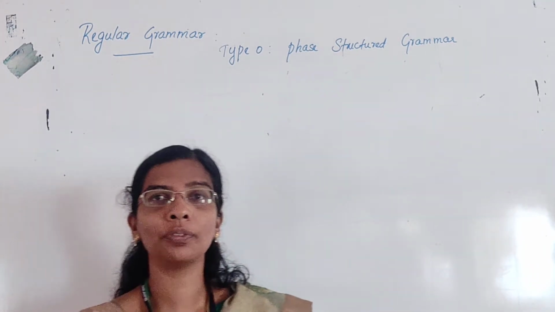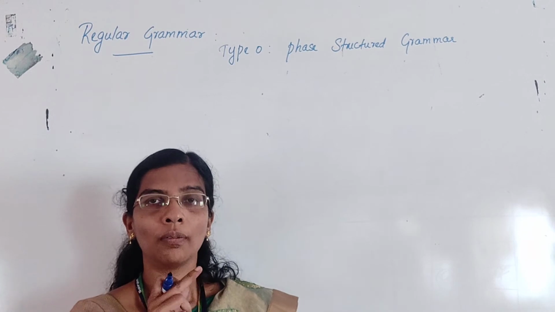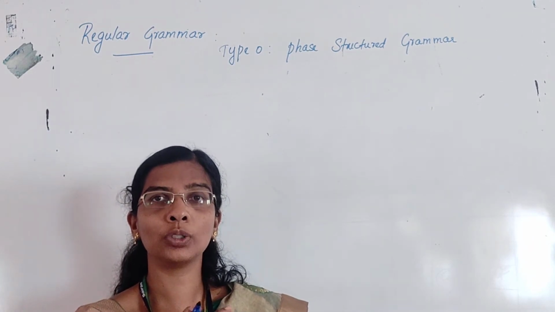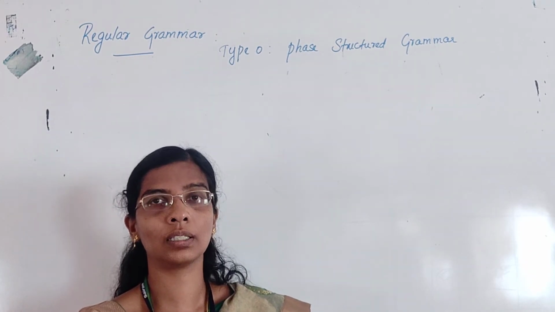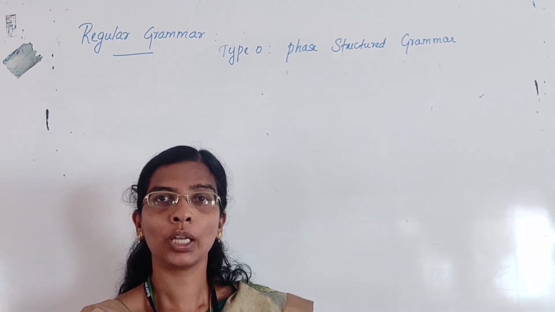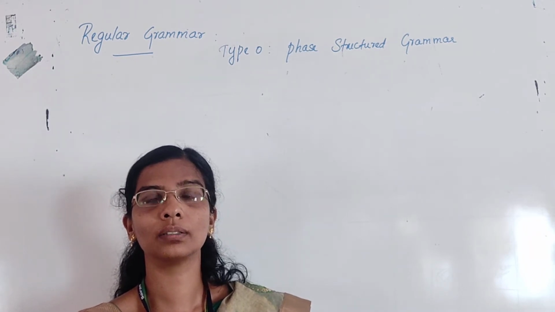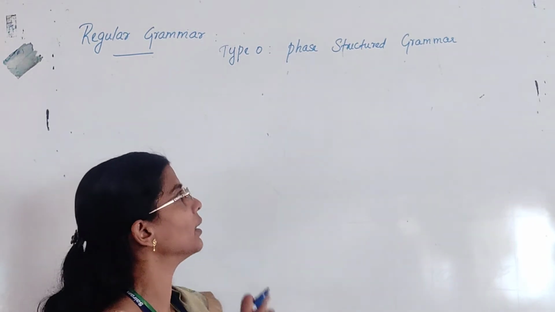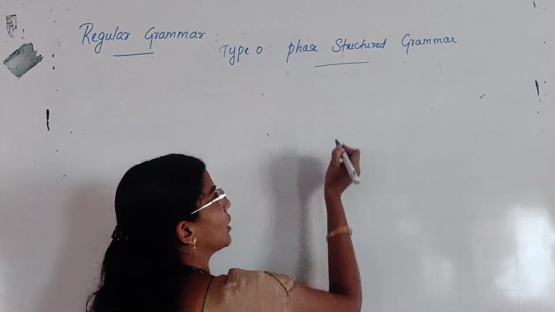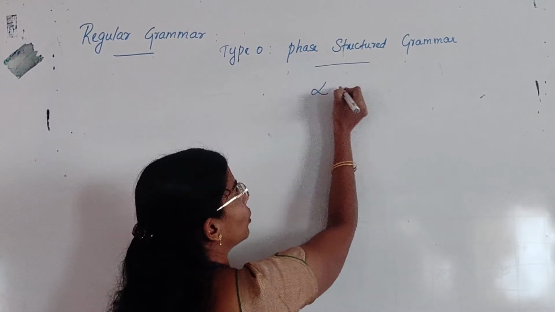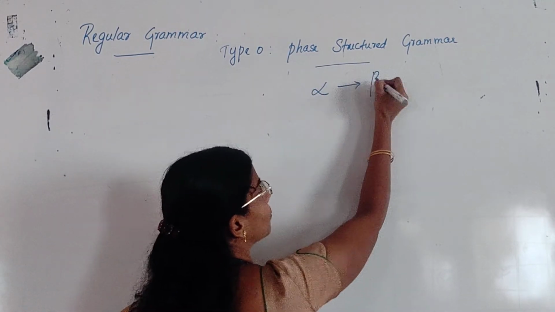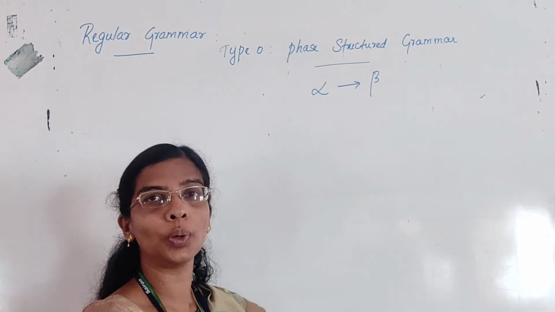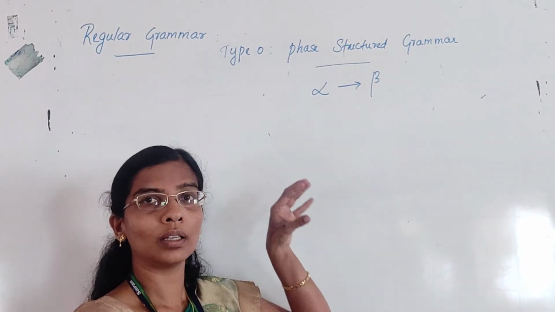And you know the definition of grammar, it is G is equal to VTPS: variable, terminal, productions and start symbol. These are the tuples in your grammar. And here, what is phrase structure grammar? It will be in this type: alpha tends to beta.